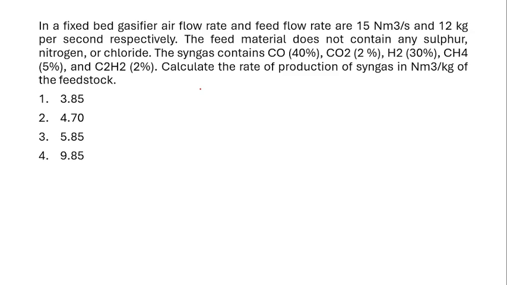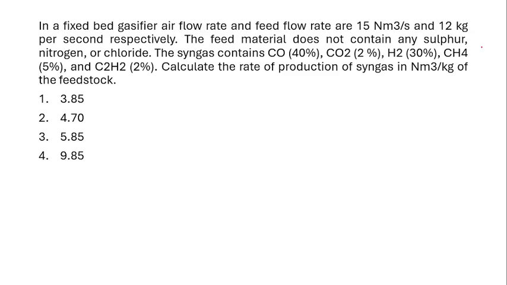Next, coming to the final question of the assignment 11 sample questions. In a fixed bed gasifier, the air flow rate and feed flow rate are 15 Newton meter cube per second and 12 kg per second respectively. The feed material does not contain any sulfur, nitrogen, or chloride. The syngas contains carbon monoxide 40%, carbon dioxide 2%, hydrogen 30%, methane 5%, and C2H2, that is ethylene, 2%. Now calculate the rate of production of syngas in Newton meter cube per kg of the feedstock.